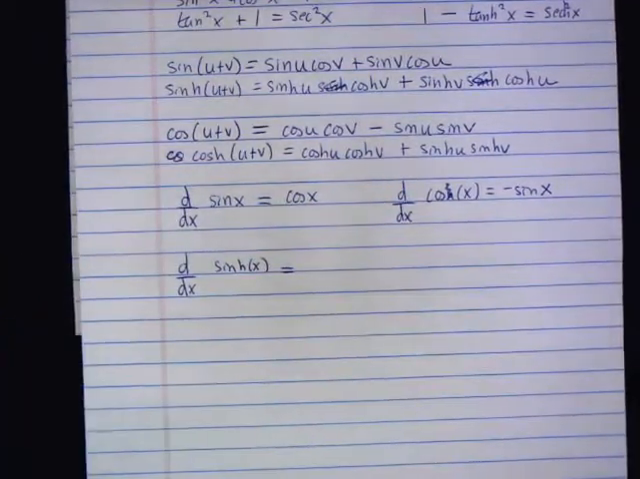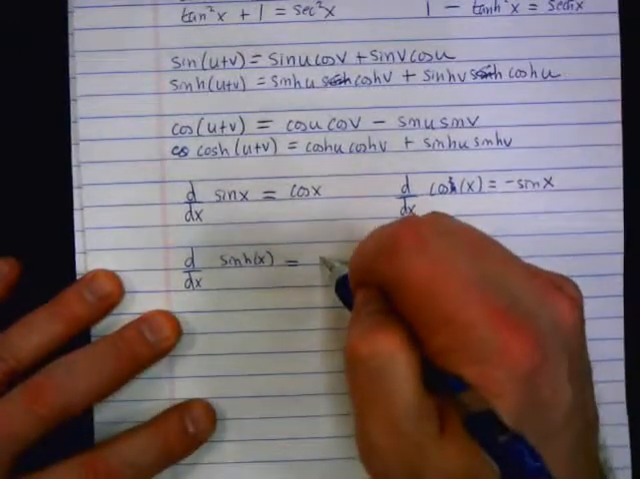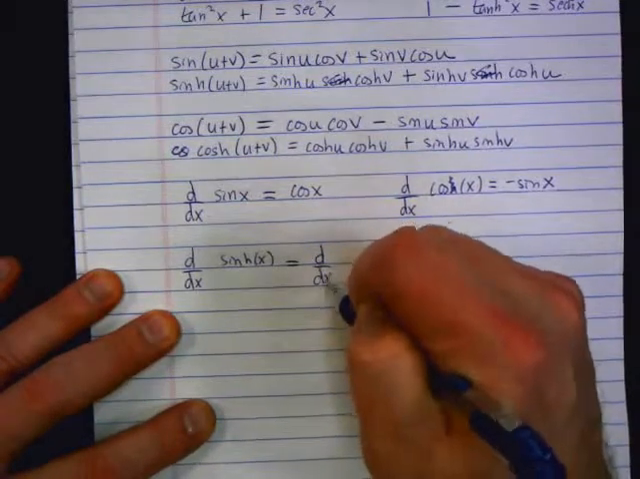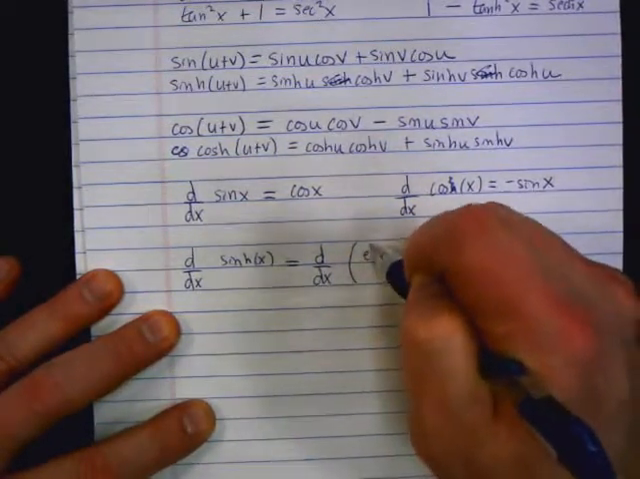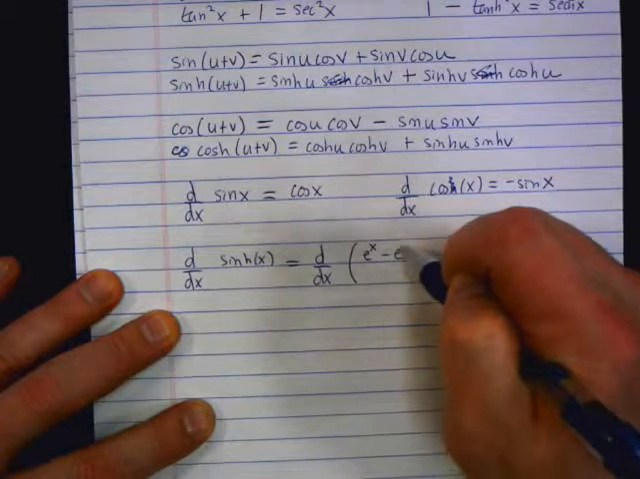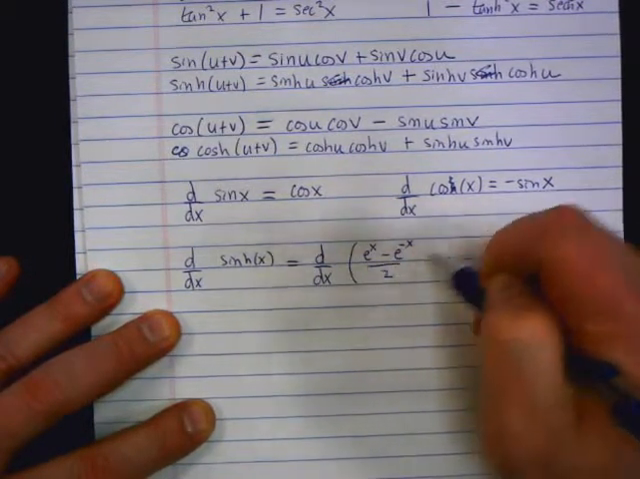What's the derivative of hyperbolic sine? Well, a good guess would be hyperbolic cosine. Hyperbolic cosine would be a very good guess. But is it wrong? Well, let's figure it out. If I wanted to take the derivative of hyperbolic sine, I would take the derivative of e to the x minus e to the negative x over 2.